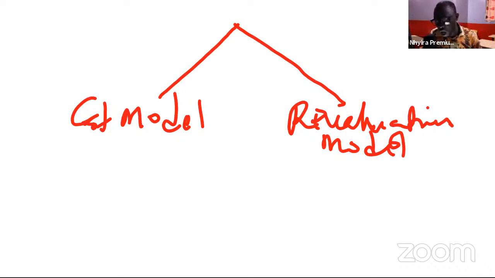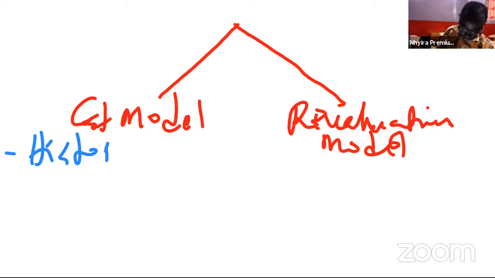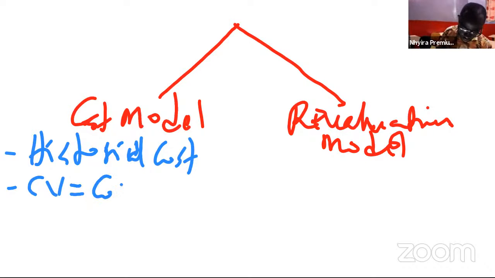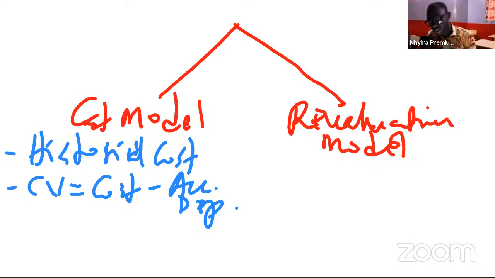Now remember, we are talking about owner-occupied assets here. Now, the cost model is where the asset is carried at its historical cost. Okay, the asset is carried at its historical cost, meaning that the amount at which we bought the asset or we manufactured the asset, we carry it there. Then with that, the carrying value will be equal to the cost of the asset minus any accumulated depreciation or impairment.